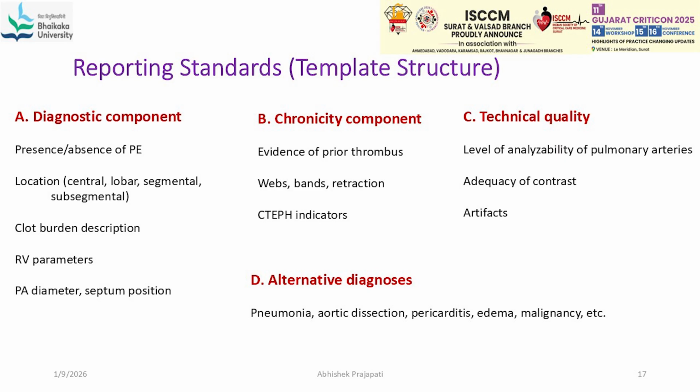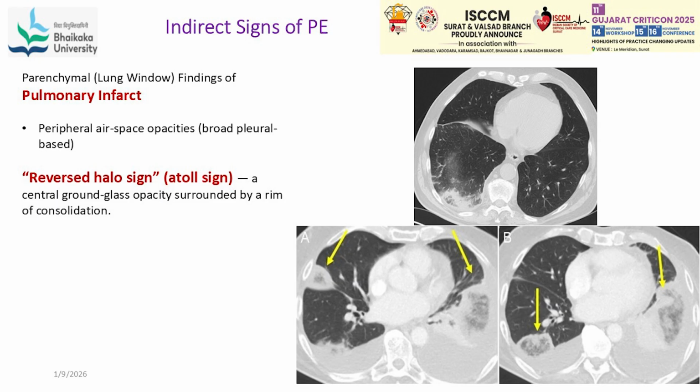Now, what the artifacts are, I will try to tell you in further slides. And we also need to notify any alternative diagnosis. Like the patient might be having pneumonia, aortic dissection, pericarditis, edema, or malignancy, which can be diagnosed by chance on going for CT angiography. That also needs to be notified in the report.